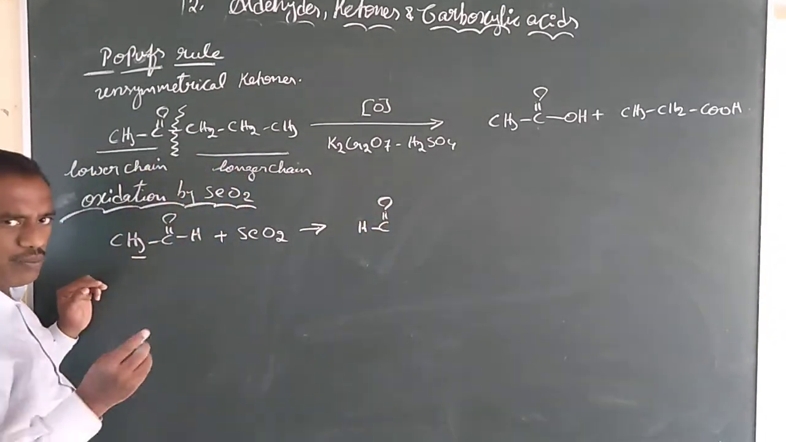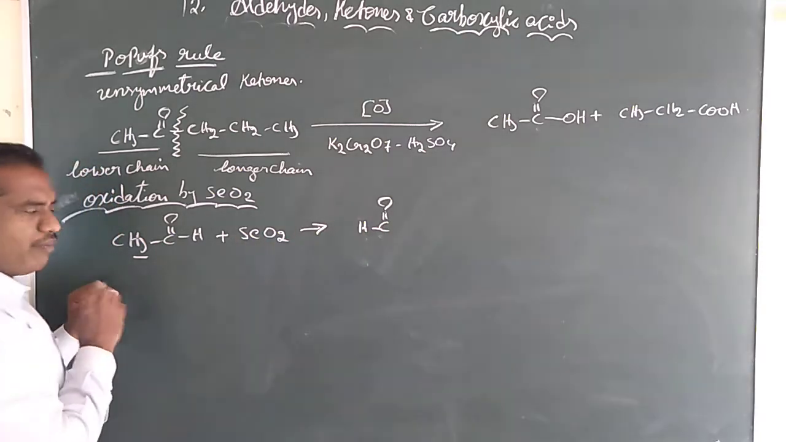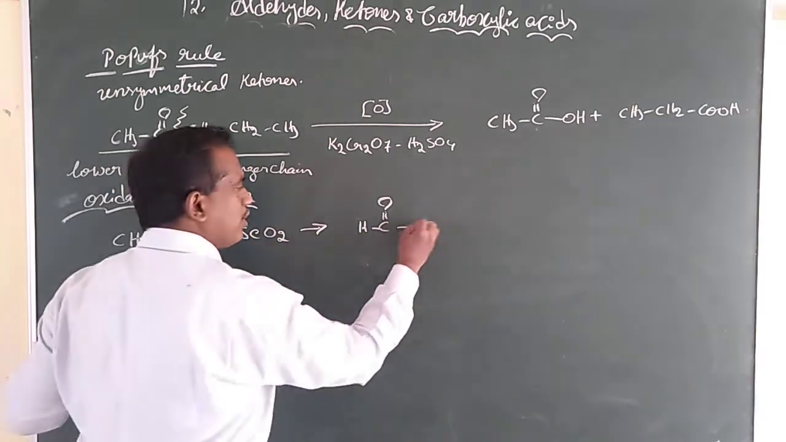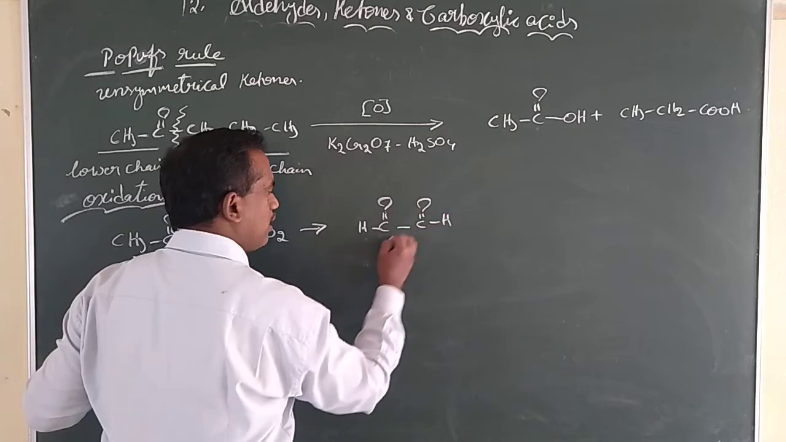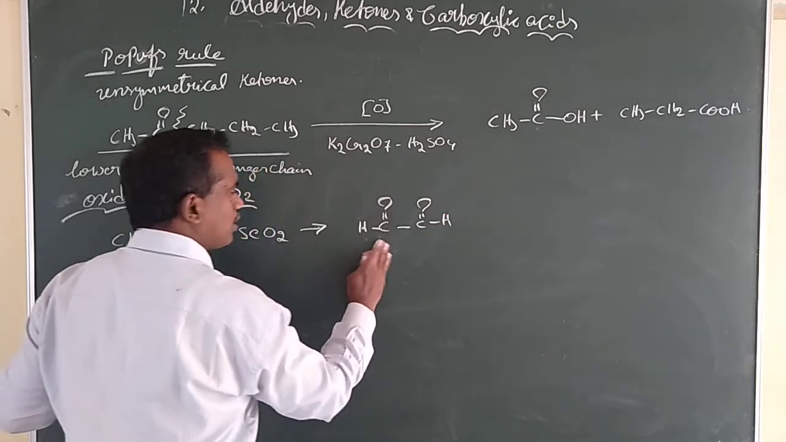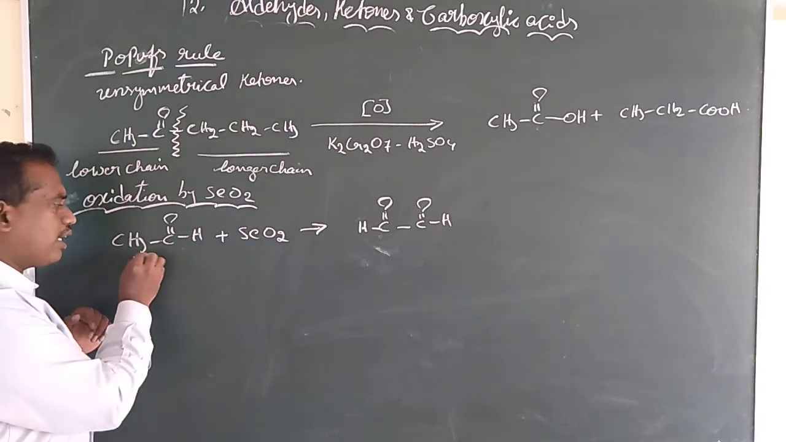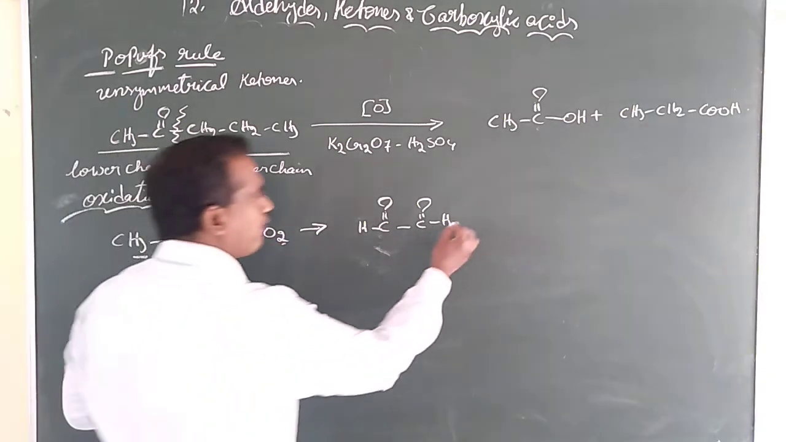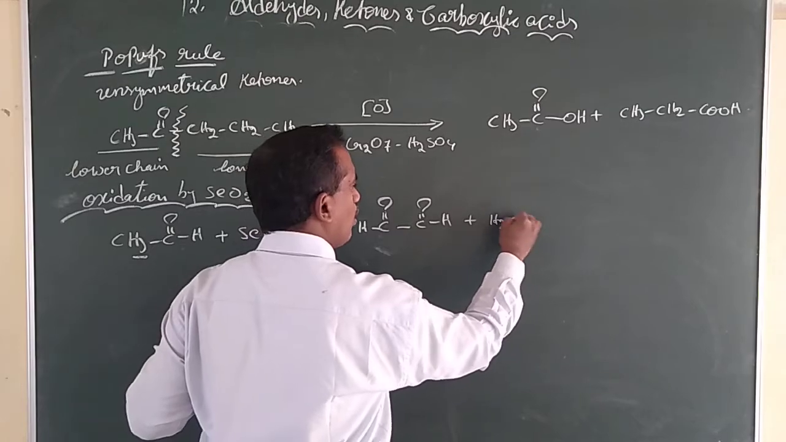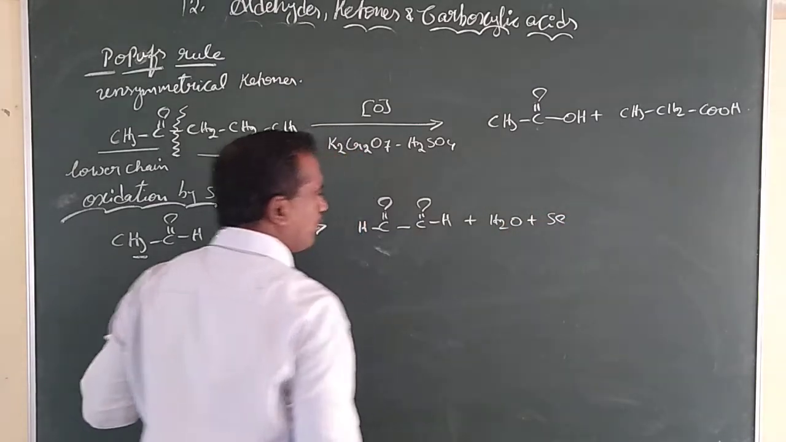Only 2 hydrogens are removed. 1 hydrogen remains, and another C double bonded O is there. What is this called? Side by side we will have an aldehyde group. The remaining 2 hydrogens and 1 oxygen will form H2O, and selenium will be formed.